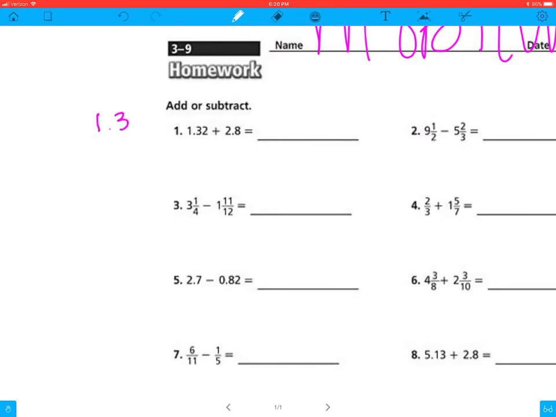So, 1.32 plus 2.8. When we're adding or subtracting decimals, we need to line up the decimal. So I put a pretend 0 as my placeholder, and I add 2 plus 0 is 2, 8 plus 3 is 11, carry the 1, 2 plus 1 is 3, plus 1 is 4. Bring my decimal down with a final answer of 4.12, or 4 12/100ths.